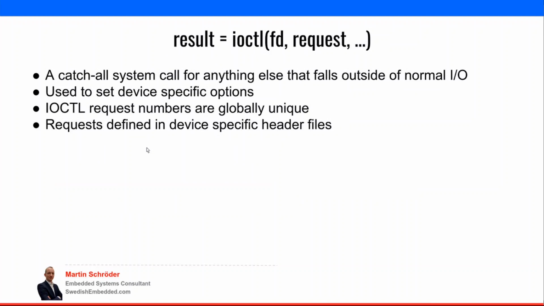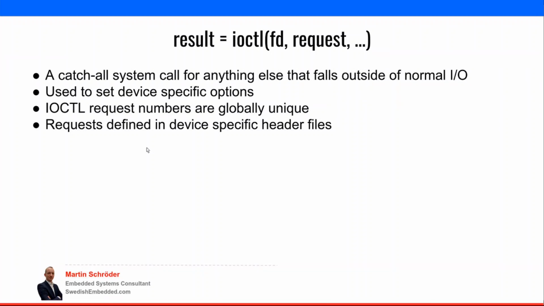The last call that we're going to discuss here is the catch-all IOCTL, and this is used for anything that cannot be expressed in terms of the generic IO model of read and write to arbitrary positions in the file. IOCTL is typically used for specific functions that are specific to a device that we're interacting with. And the requests are actually unique across the whole system. They're defined as unique integer numbers.